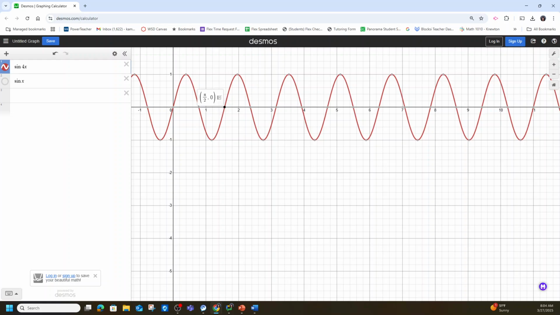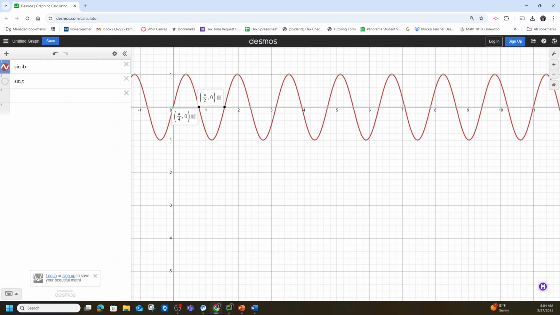So what do you think half of pi halves is going to be? Pi fourths, because I simply times by half. So that halfway mark is pi fourths. What's half of that? Pi eighths. This is pi eighths.